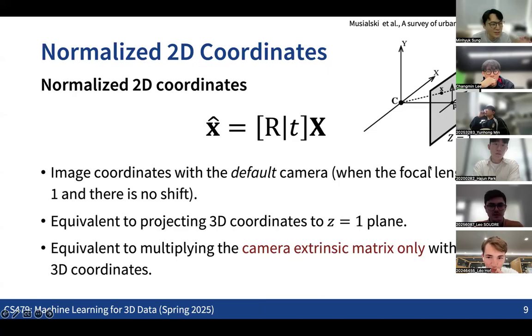So you can see that this is a special case where the camera is the default camera. And it's the same as just projecting everything in 3D space into the z=1 plane. In terms of the mathematical form, it's the same as multiplying only the extrinsic matrix without the intrinsic matrix, because the intrinsic matrix is basically the identity matrix, while treating the output as homogeneous coordinates, right? Clear? So we're going to use this term, the normalized 2D coordinates, in the rest of today's lecture. Any questions on this?